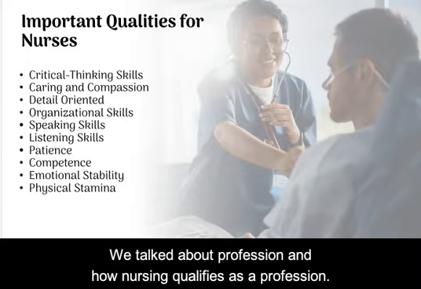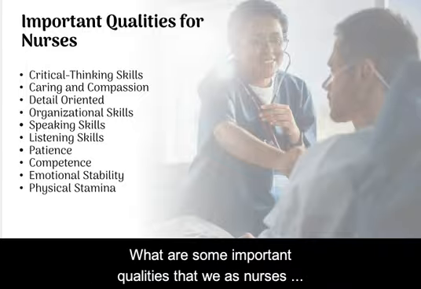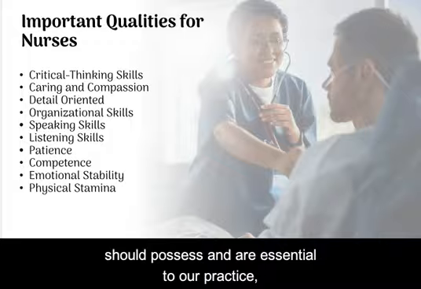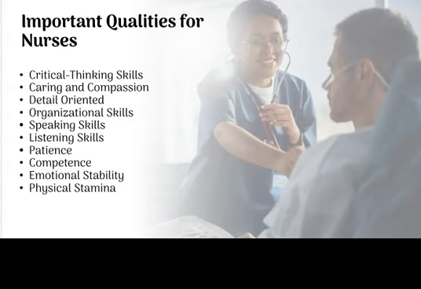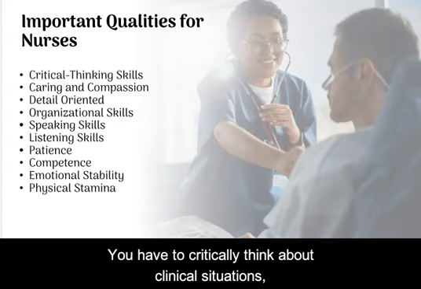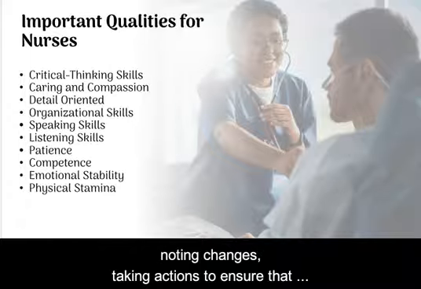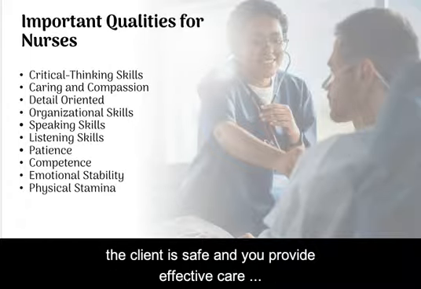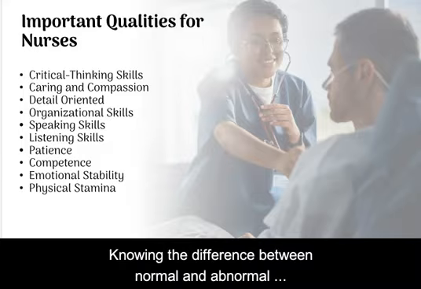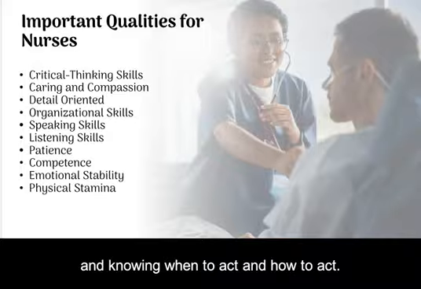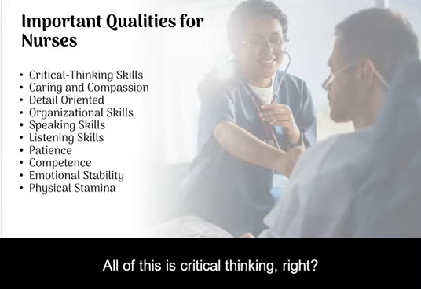We talked about profession and how nursing qualifies as a profession. What are some important qualities that we as nurses should possess and are essential, crucial to our practice as nurses? First is critical thinking skills. You have to critically think about clinical situations. For example, like monitoring the client, noting changes, taking actions to ensure that the client is safe and you provide effective care, knowing the difference between normal and abnormal, and knowing when to act and how to act. All of this is critical thinking, right?